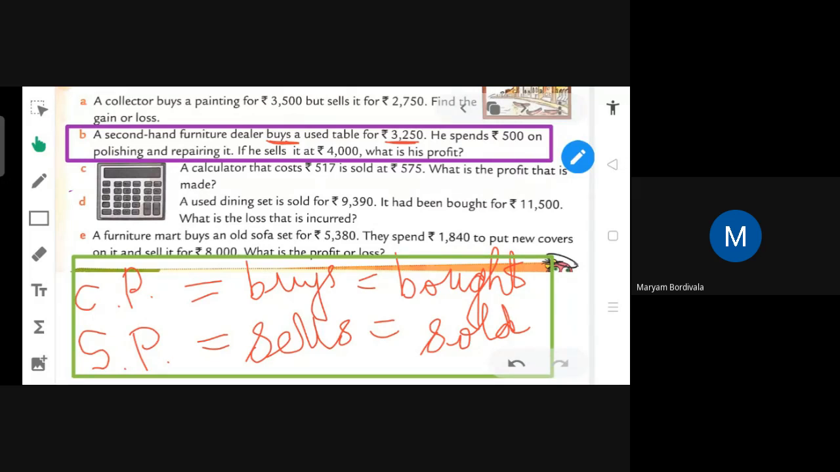So just learn this. Whenever these words like buy, bought are given, it means that is cost price, or even cost is given. Sometimes buy, bought and even cost is given, it means it is cost price. And if sell, sold, that kind of words are given, if they sold it for this much, then we will call that price the selling price. So just learn this, then we'll solve that B. And after learning this, say that I have learned.